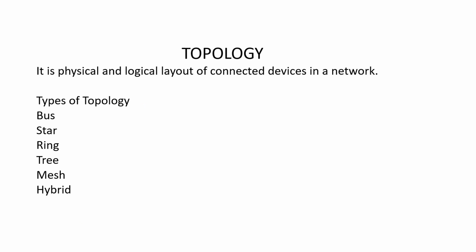And the last thing is topology. See, in design there are different types. We can design bus topology, star topology, ring topology, tree topology, mesh and hybrid. According to our needs, we design the network. There are different types of topology, and we would discuss them in more detail in the next class.